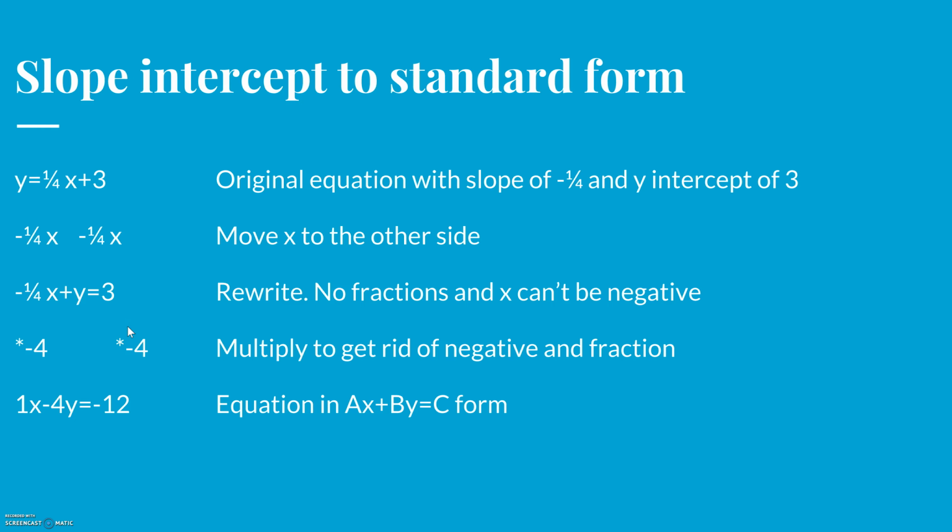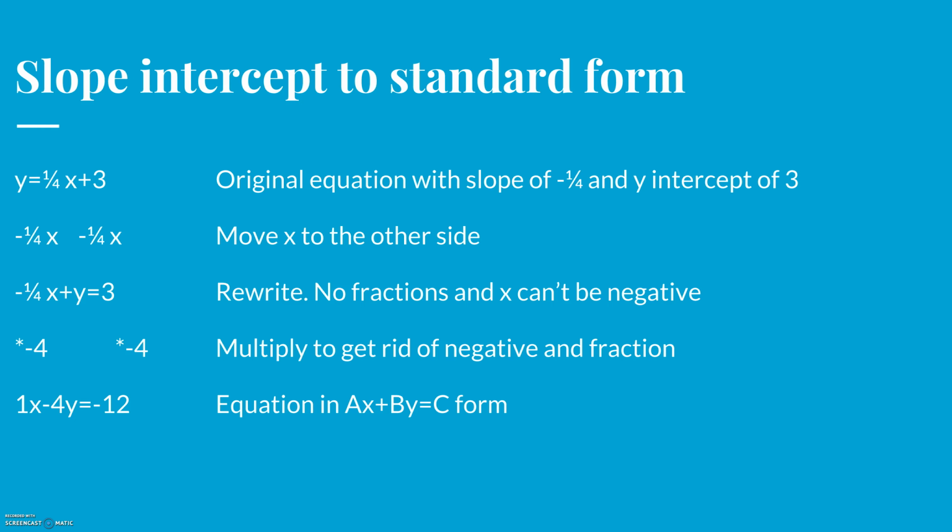The last way we're going to look at is going from slope-intercept form to standard form. So in slope-intercept form, we're given this original equation of y equals 1/4 x plus 3. Now there's a typo on the screen. It should say it has a slope of 1/4, not negative 1/4. It has a slope of 1/4 and a y-intercept of 3.